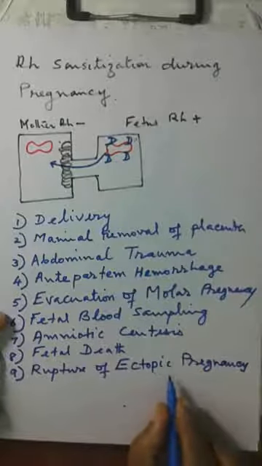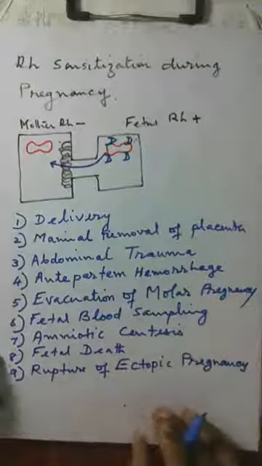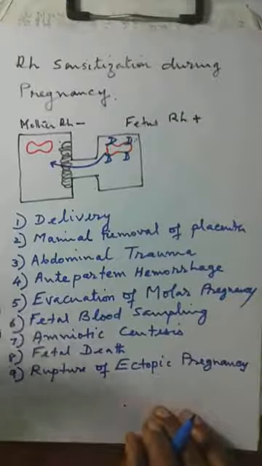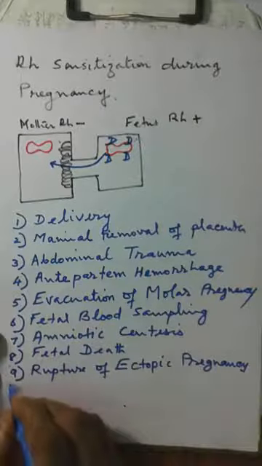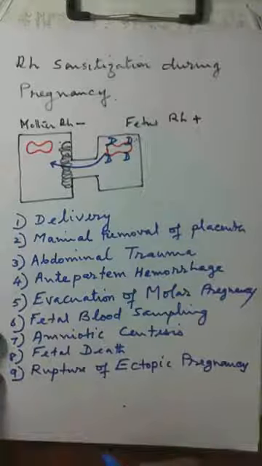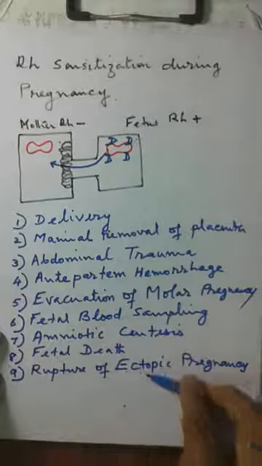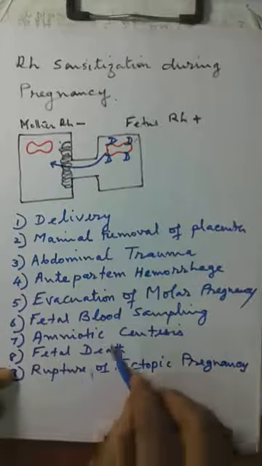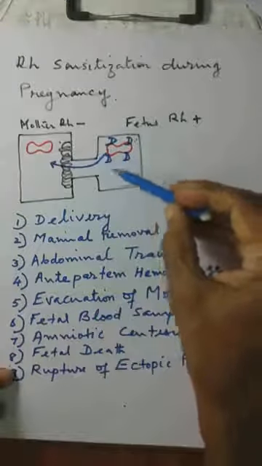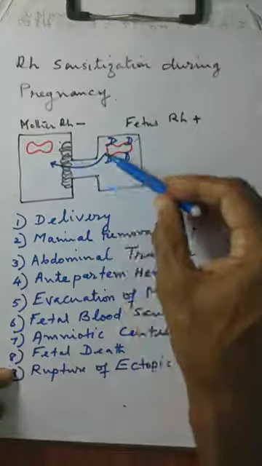Ectopic means out of position, out of normal position. It can be anywhere. Normally, it happens in the fallopian tube. So that is also a chance. If the fallopian tube is ruptured, there is a chance for the RBCs of the fetus to come into the mother's blood. Sensitization will happen.